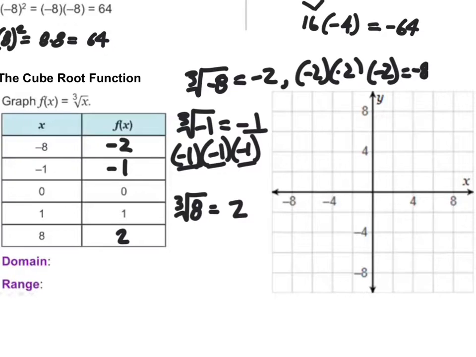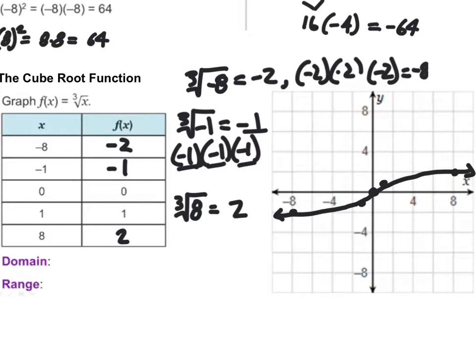So we can graph these now. Here's our x column, here's our y column, or our function value column. So the point negative 8, negative 2 translates over here to the point negative 8, negative 2. I'm going to plot that point here. Same thing with the point negative 1, negative 1. That's right about here. We have the point 0, 0, and we have the point 1, 1. And then we have the point 8, 2. So your graph ends up looking like this.